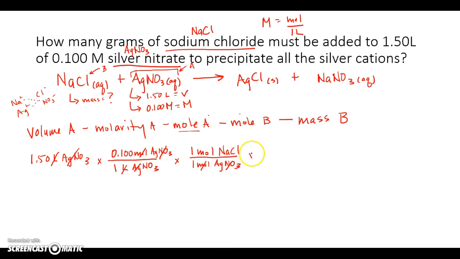Okay, and then the last step is getting these moles of NaCl into grams, and that is easily done using the periodic table, where I know that I have 1 mole NaCl having a mass of 58.4 grams of NaCl. That allows these to cancel out, and I have the answer of 8.77 grams of NaCl. Let's try the next one.